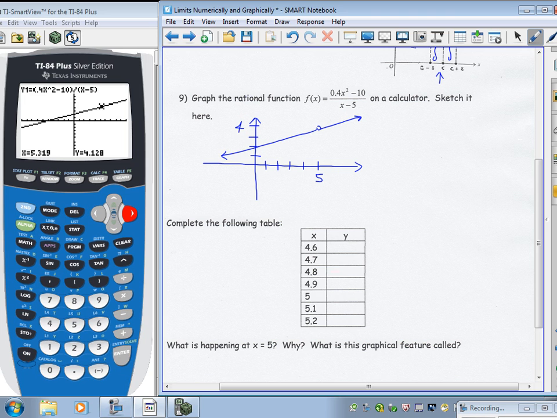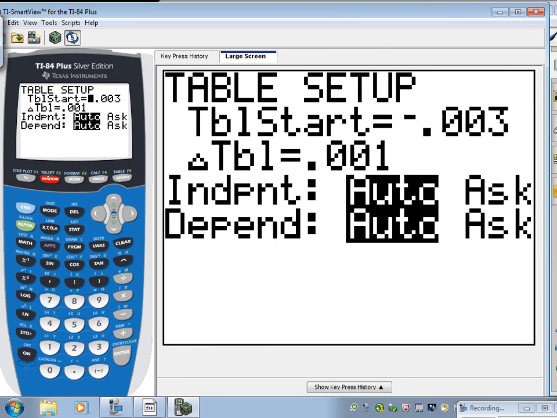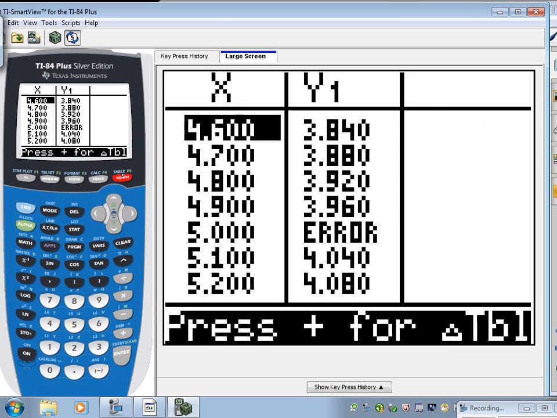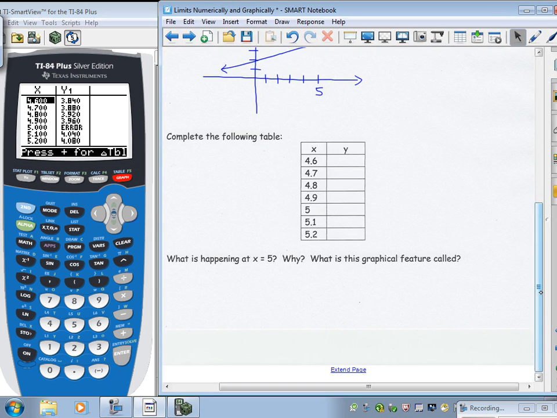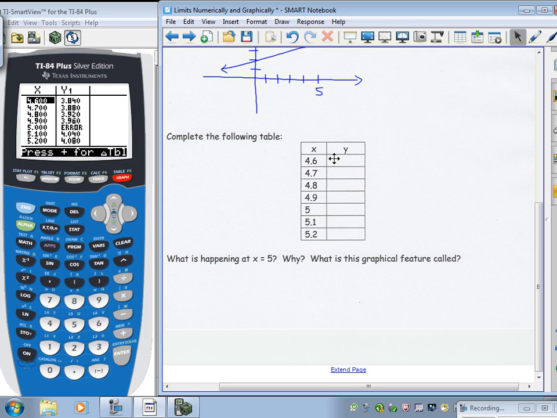Okay, and let's go ahead and complete the table. This time you could do a table set because the x values are at regular intervals, if you want to. You could do second table set. Start this at 4.6 and count by what? 0.1. Okay, and there's your table. Can everybody get that table to come up? Okay, so go ahead and copy it into your table here. Get used to that.